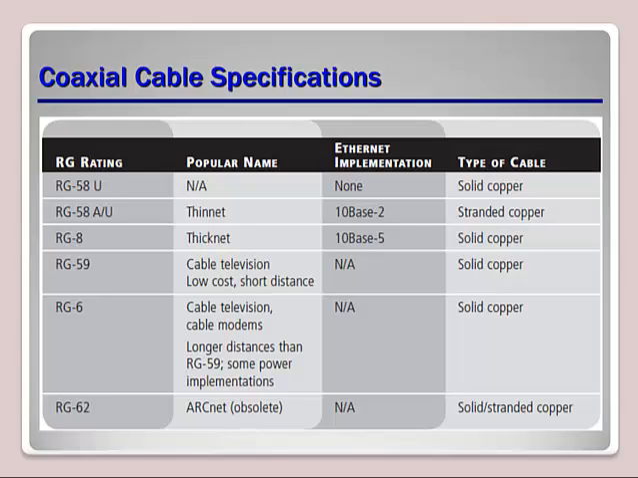All right. So here's a look at some of the coaxial cable specifications. RG58U, RG58AU. You may have heard me talk about these yesterday in class. This is 10Base2, the RG58AU, and we used to refer to it as ThinNet because it's a thin cable. Then there's 10Base5, a thick net that we used to call it, and this is RG8. So it looked like TV cable, but it's not exactly. Then there was RG59, and that's the cable television wire you see. It's got low cost and short distances.